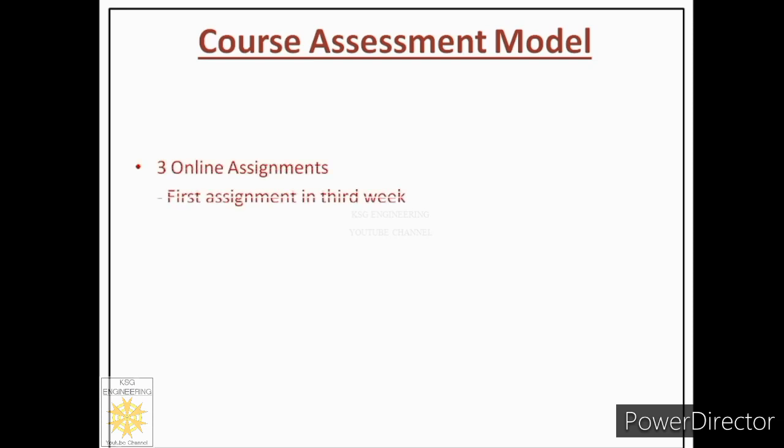Next is the course assessment model. In this course, you have to submit 3 online assignments. The first assignment I will upload on UMS, probably in the 3rd week, and you have to submit your answer on the same platform, that is on UMS. The syllabus for assignment number 1 will be from unit 1 and unit 2. I will discuss the details of that assignment when I actually upload it on UMS. So no need to worry right now, but you should keep in mind that you have to submit 3 online assignments, and the first assignment will be in the 3rd week.